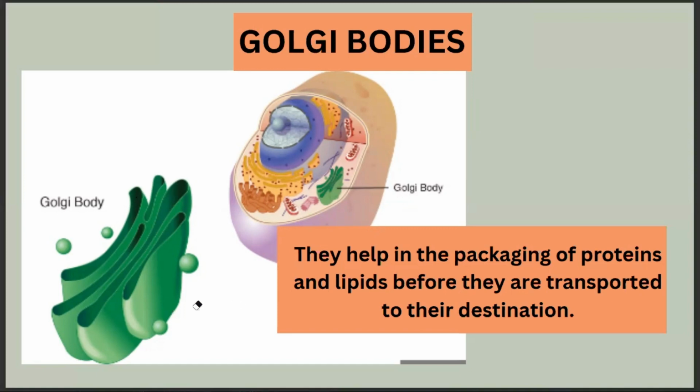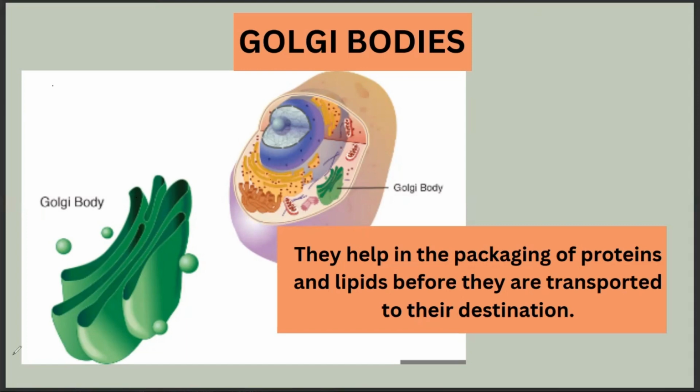So the function of Golgi bodies is that whatever proteins and lipids are stored in the endoplasmic reticulum will then be transferred to the Golgi bodies, and Golgi bodies will do the packaging. They will make the packets, they will arrange and rearrange, and then they will send these lipids and proteins to the particular place wherever they are required.